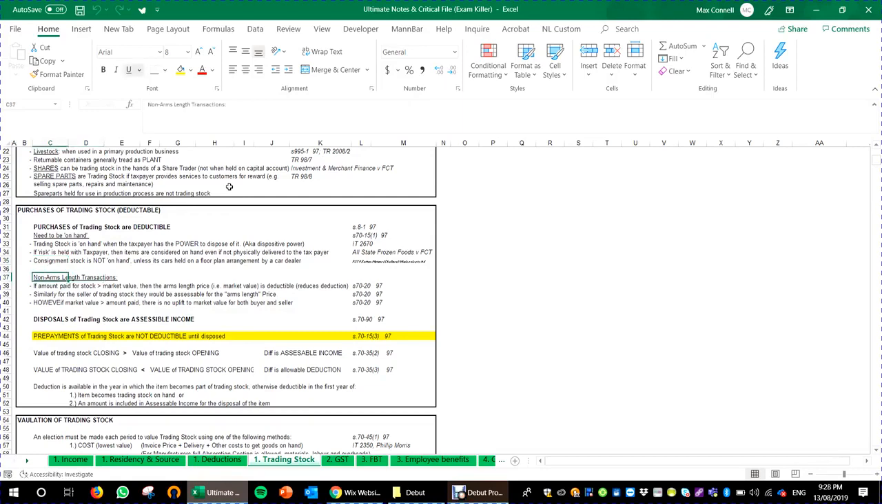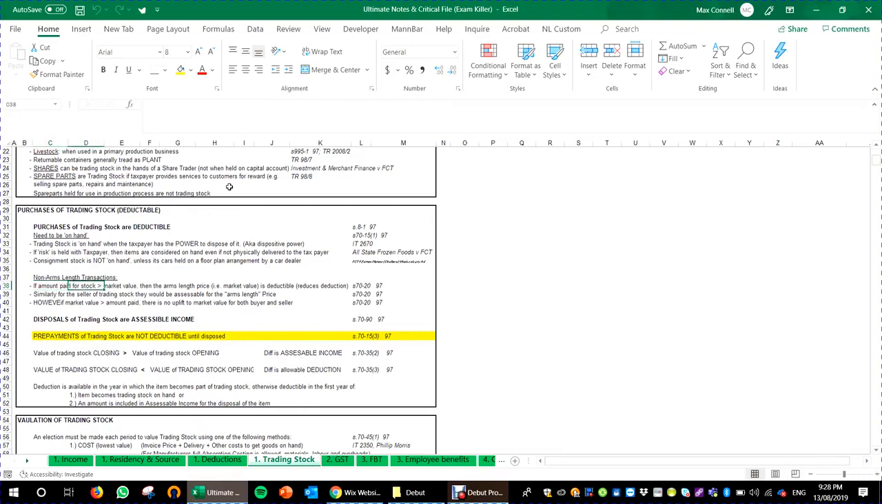So here are some non-arm's length transactions. What does this mean? It means when you're selling trading stock for an amount that is well below or above what is market value for the goods. For example, if I am operating a clothes store or a luxury watch store, I've got $2,000 Rolexes and I sell it to you, my friend, for $1. This is what happens.